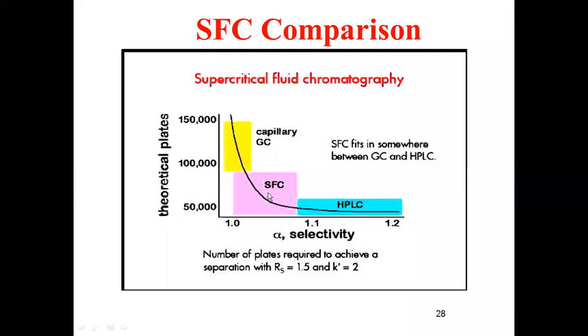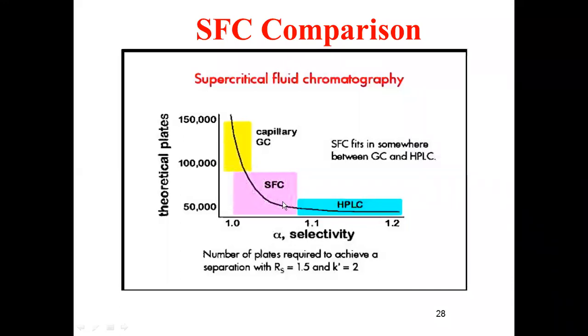As you can see here, the technique supercritical fluid chromatography is placed in between gas chromatography and high performance liquid chromatography, because you can attain the resolution of 1.5 with a capacity factor of 2 by obtaining the number of theoretical plates from 50 to around 80,000. 50 to 80,000 theoretical plates can be anticipated with the resolution of 1.5 and the capacity factor of 2 while using supercritical fluid chromatography.